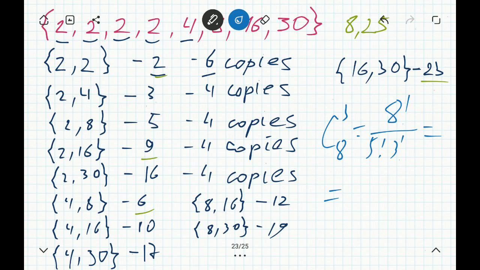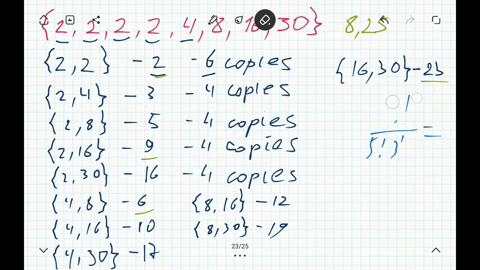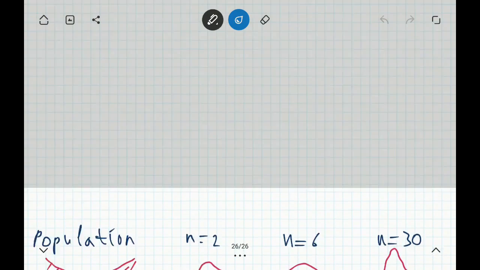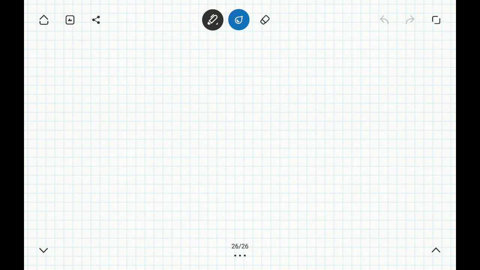Okay, that's 56. There is no way I will sit here and list all of the 56 copies, samples. Yeah, but some of them will repeat each other. Okay, so let's do that. What can go wrong, right?